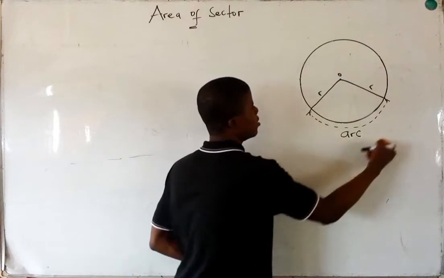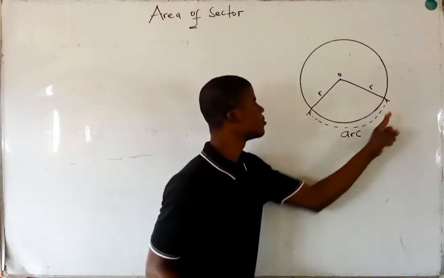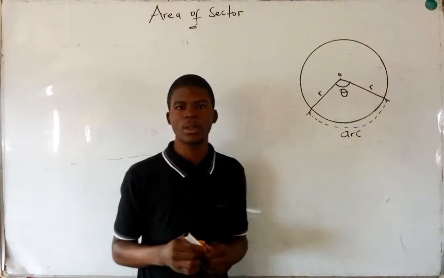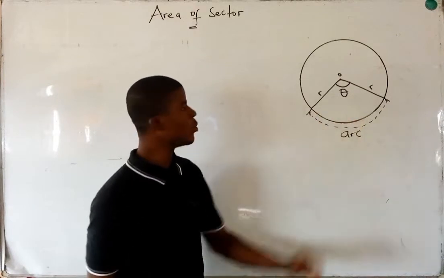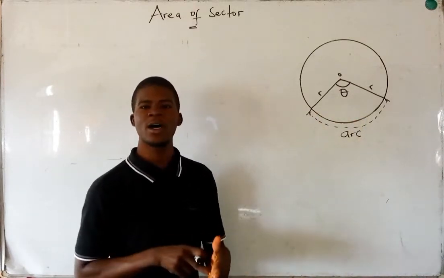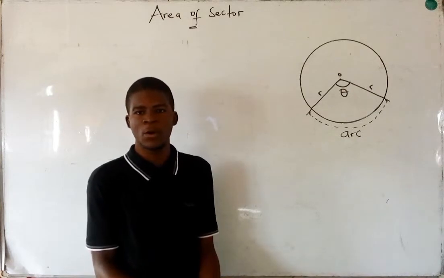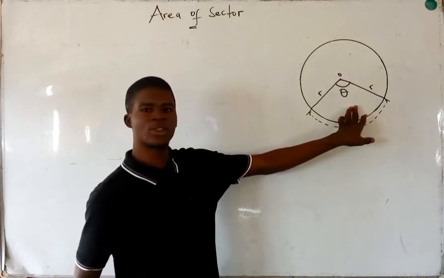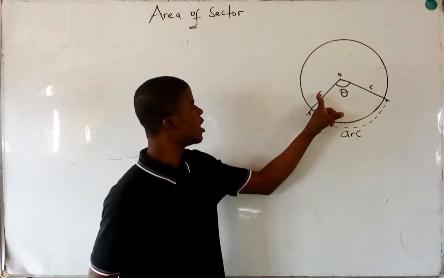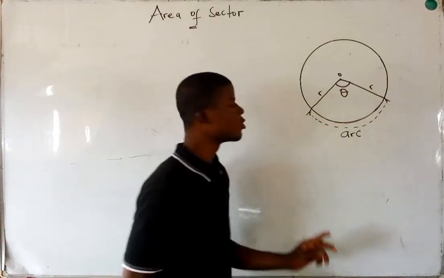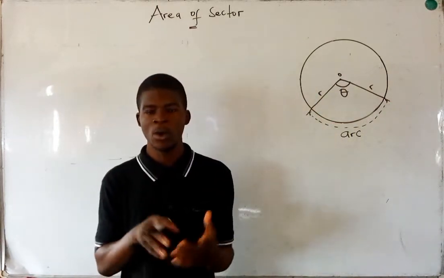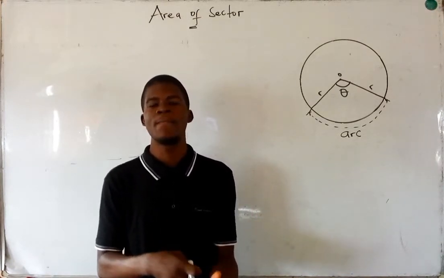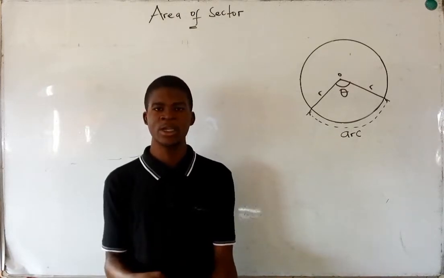So this is obviously an arc, and this arc subtends an angle theta at the center of the circle. This is a sector. So what is a sector now? A sector is a part of the circle, or a sector is a plane figure that is formed by an arc and two radii. We just formed a sector bounded by two radii and one arc. So a sector is a plane shape that is formed by two radii and an arc. That is what a sector is.